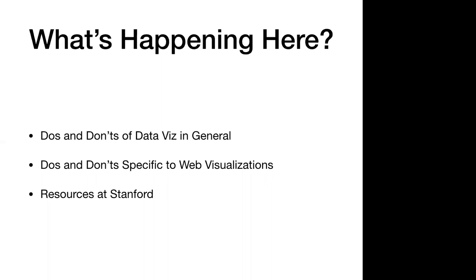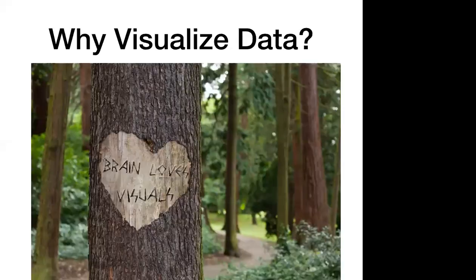Happening here, this is a talk in 3 parts: do's and don'ts of data viz in general, do's and don'ts specifically for web viz, and resources here at Stanford. So why should we visualize data? The short answer is because it's the best way for us to get complicated information into our brains. And we get comprehension, we can see patterns, trends, outliers, all manner of things that would be hidden from us if they were presented any other way than visually.